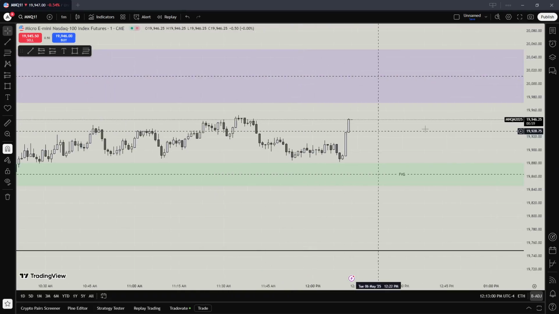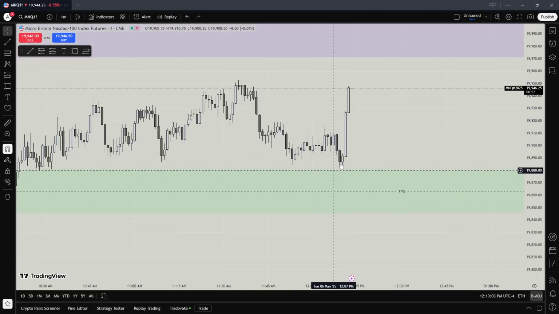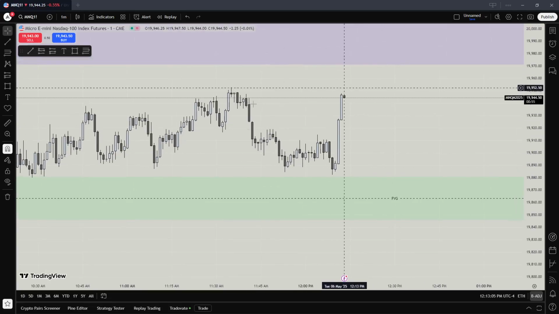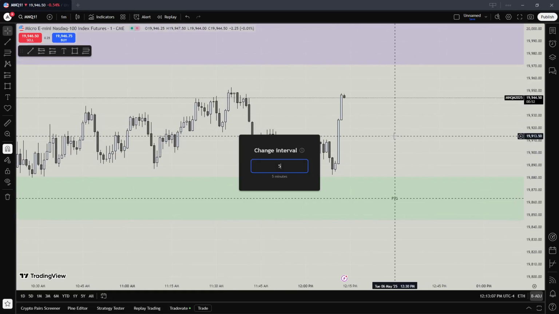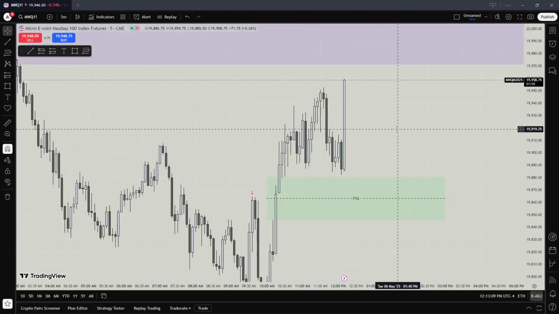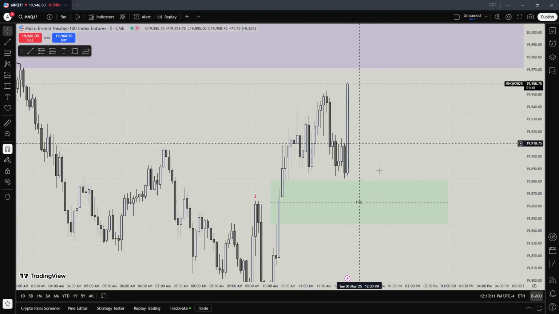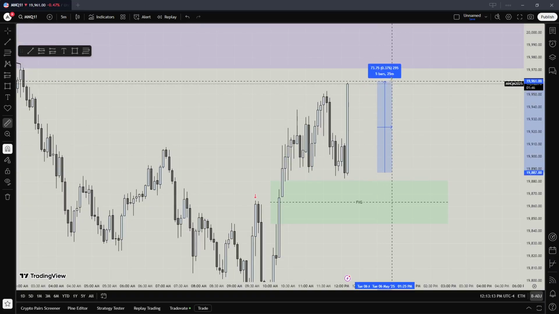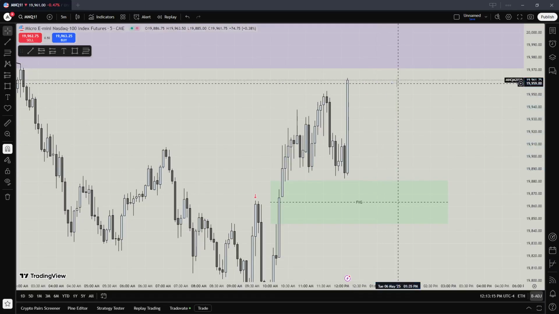Doesn't look like I'm going to get the trade I wanted. I want to see a tap here and a move up. And I mean, it's playing out in a sense, right? It's going up. But I'm not sure why it's doing this. 300 ticks in one candle for no reason. I'm not really sure.